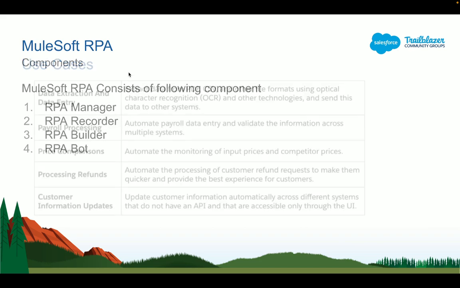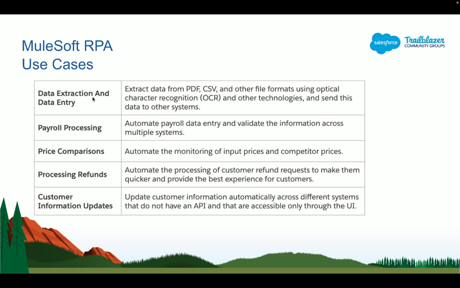Now, these are certain use cases of MuleSoft RPA. We can extract data and do data entry. Extract data from PDF, CSV, and other file formats using optical character recognition and other technologies, and send the data to other systems. The other great use case is payroll processing. With payroll processing, we can automate payroll data entry and validate the information across multiple systems.